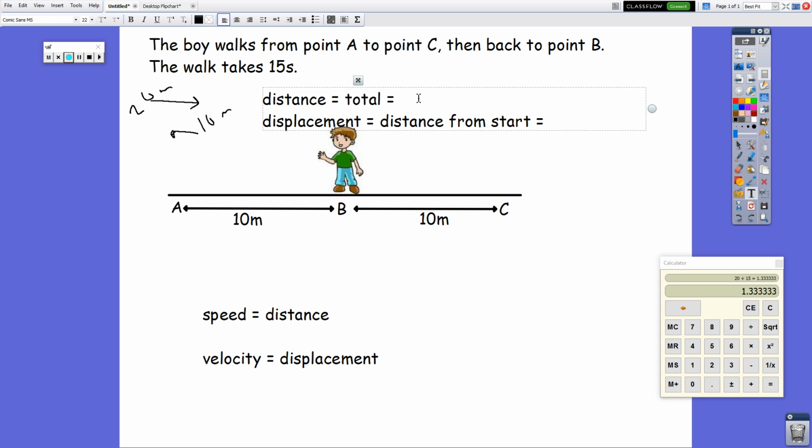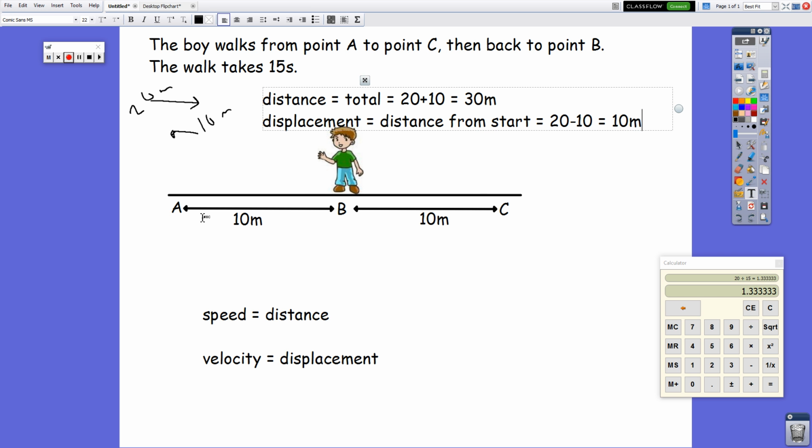Again, distance is the total. So it's 20 plus 10, 30 meters. Now let's do our displacement. Again, if the arrows, if the vectors are in opposite directions, we're going to subtract them. 20 minus 10 is 10 meters. Now direction is a little bit more challenging this time because it's not all in one motion.